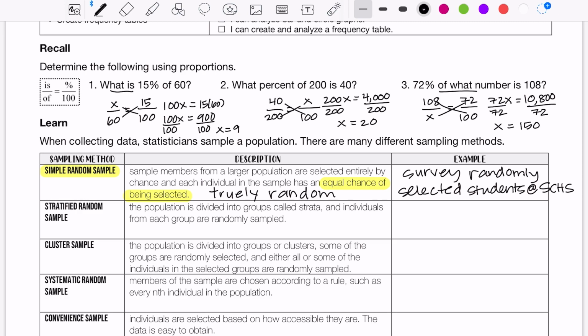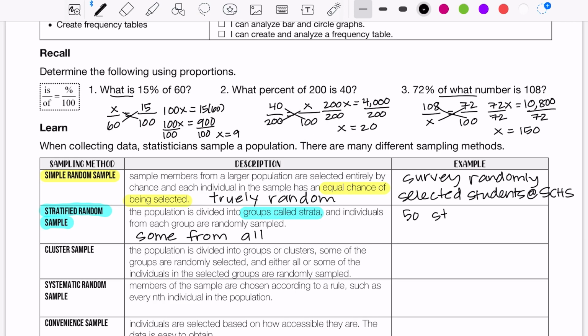The next two go hand in hand. This one is a stratified random sample, and that's when you divide the population into groups, and then you take some from all, okay? So some from all. For this one, what we might do is we might be interested in how the students at Steel Canyon feel. So we'll break you into strata or groups by grade level, 9th, 10th, 11th, and 12th. And then we're going to take some from all of those groups. So we might take like 50 students from each grade level.